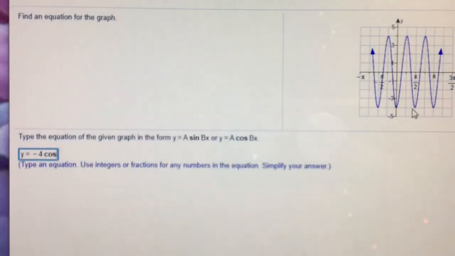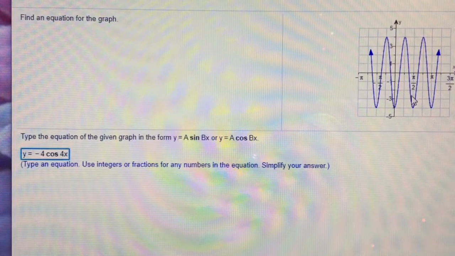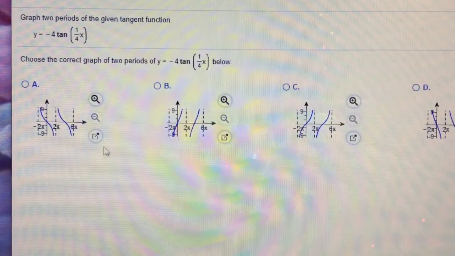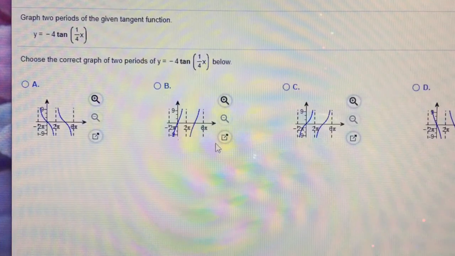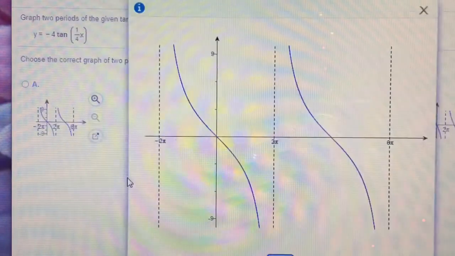So that's going to be 4x. And notice if I did 2 pi divided by 4, that would give me pi over 2. Tangent. The normal tangent curve looks like choice B or choice C, but because it's a negative, it's either going to be A or D, so I have to see which one goes through a point at 4. So let's make this one larger.